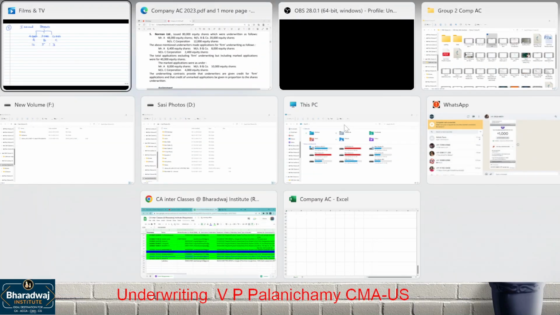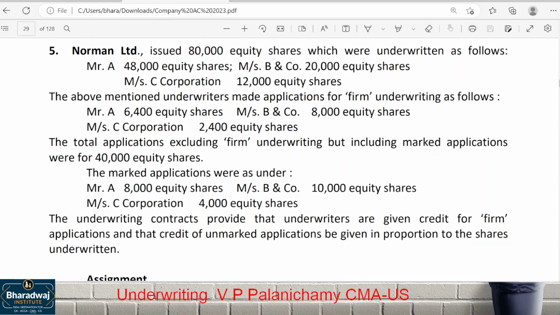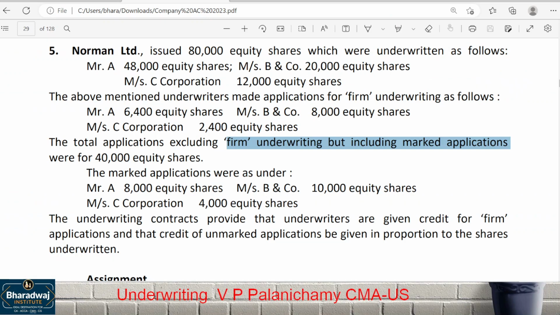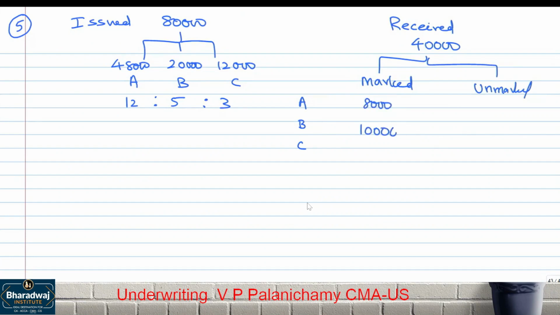Now, application is received. What is the application received? 40,000. They clearly say that it excludes underwriting, which means it includes only marked. Balance will be unmarked. Marked applications A, B, C: 8,000, 10,000, 4,000. Total? 22,000. So 22,000 is marked, balance will be unmarked. What is the balance? 18,000.